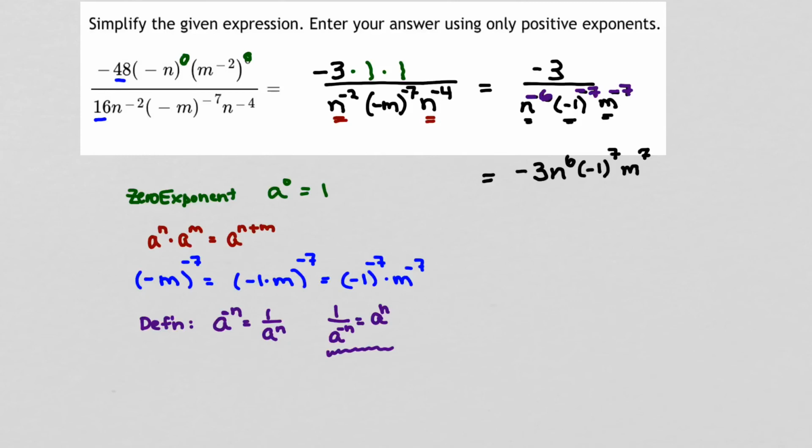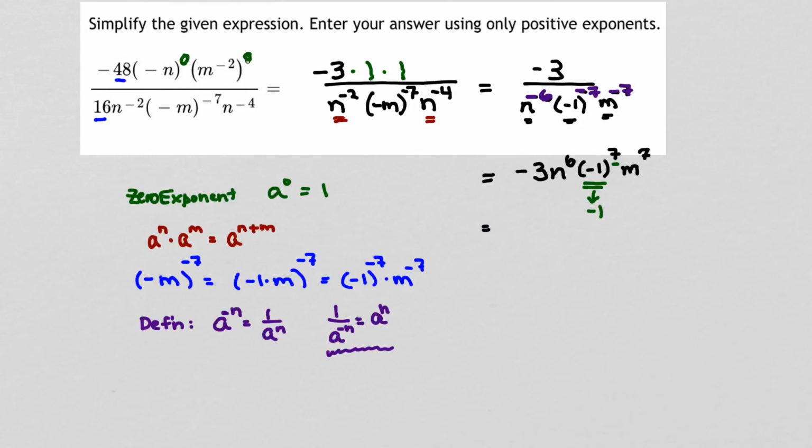I see one more step to finish this problem, and that is to simplify this negative 1. Negative 1 to the 7th power means I'm taking negative 1 and multiplying it times itself 7 times: negative 1 times negative 1 times negative 1, etc. If I have negative 1 multiplied together an odd number of times, 7 times, that is going to equal negative 1, because it's an odd number of negatives being multiplied. So that right there is negative 1.